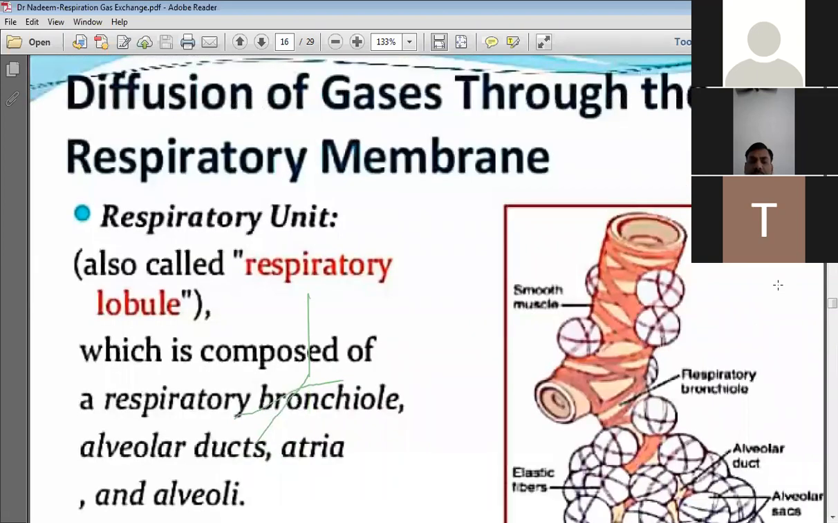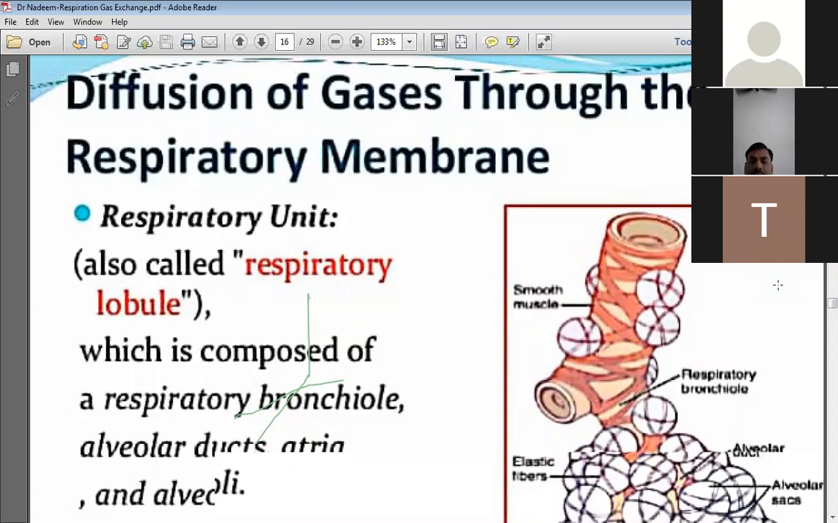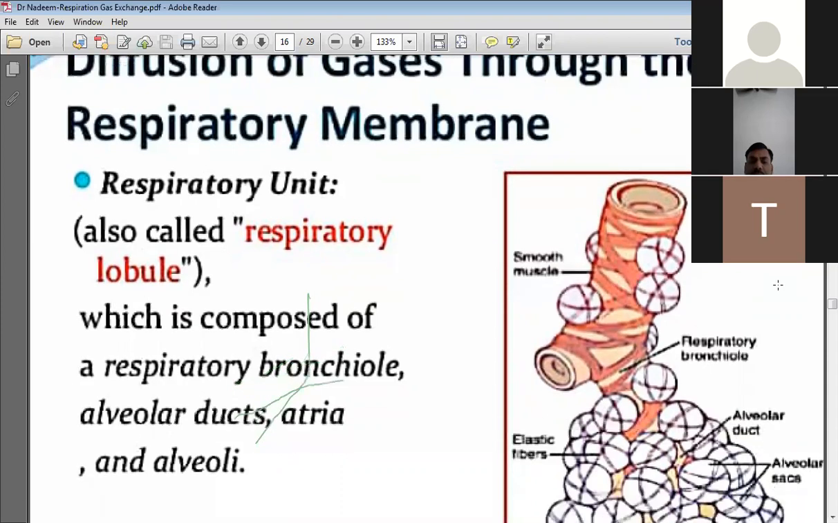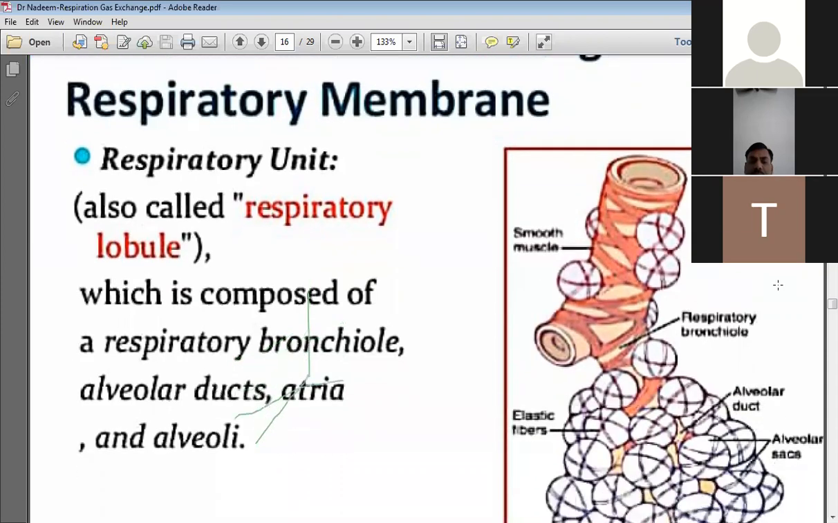Diffusion of gases, oxygen and CO2, occurs through the respiratory membrane. The respiratory membrane is composed of respiratory bronchiole, alveolar ducts, atria, and alveoli.